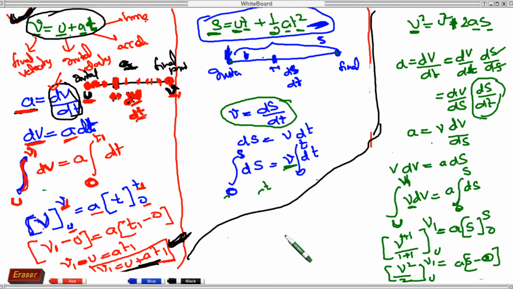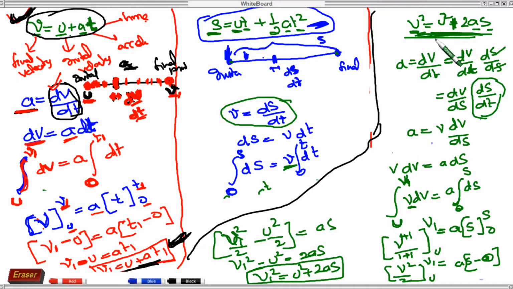So it will become v1 square over 2 minus u square over 2. We have to use this integral and differential calculus, so we will be using all these things. For the time being, I think it's enough, and we will be discussing more into it in our next classes. Okay, so that's all for today. Thank you.